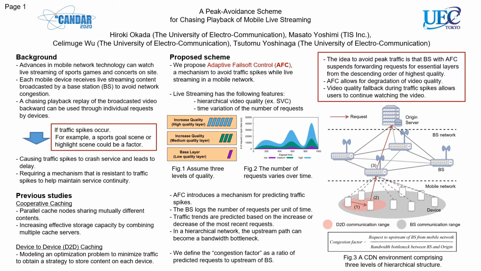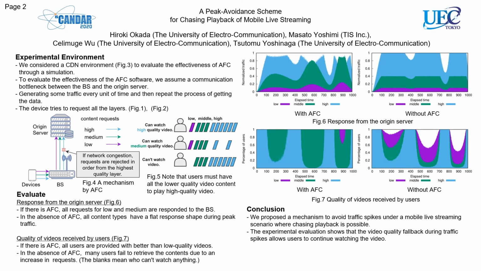If the network can afford it, an optional layer can be added to improve video quality. AFC discards requests so that the base station does not exceed the network's bandwidth capacity, avoiding service crashes caused by traffic spikes.